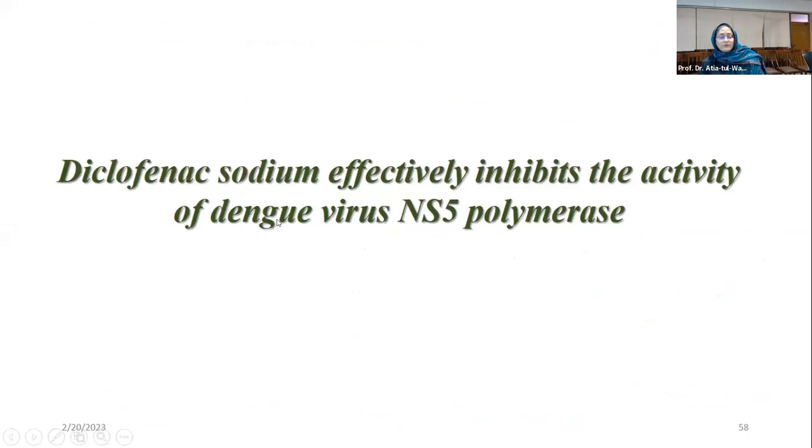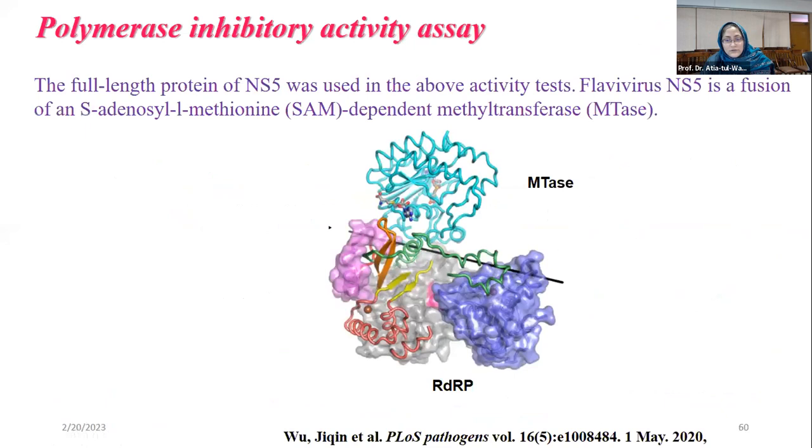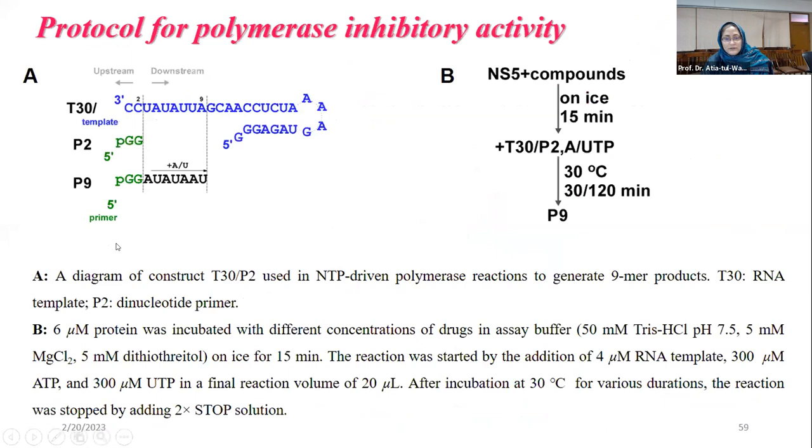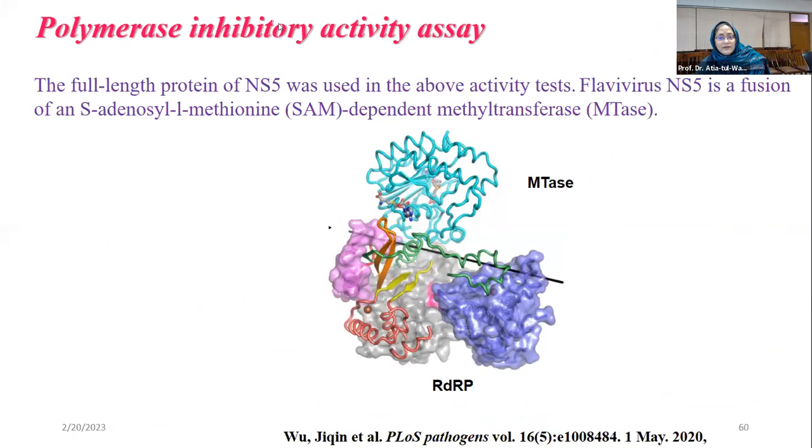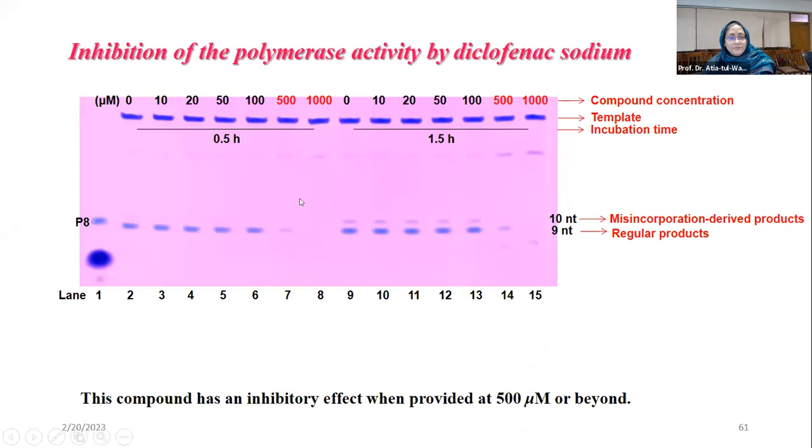And we have performed the protease inhibition activity for all these compounds, and out of which diclofenac sodium was found to inhibit the polymerase activity at a concentration of 500 micromolar or more than that. So these are the results. You can see that at these points, 500 and 1000 micromolar, the activity has been completely inhibited.